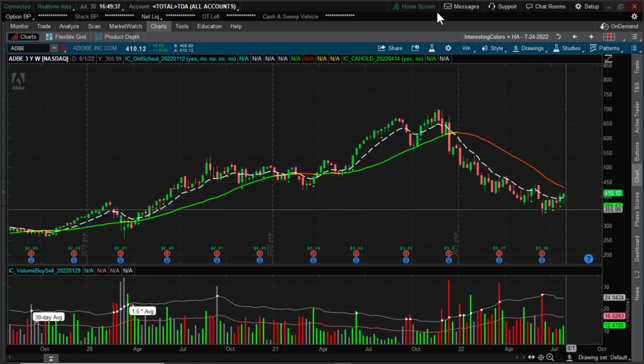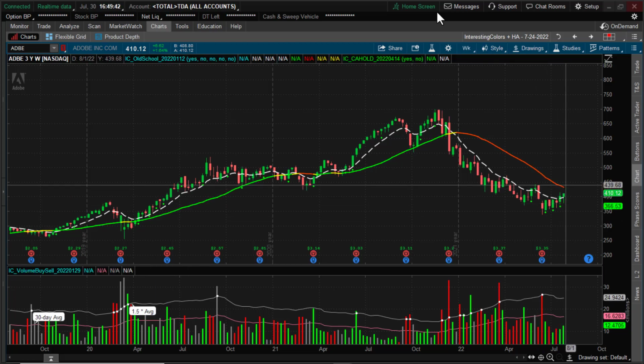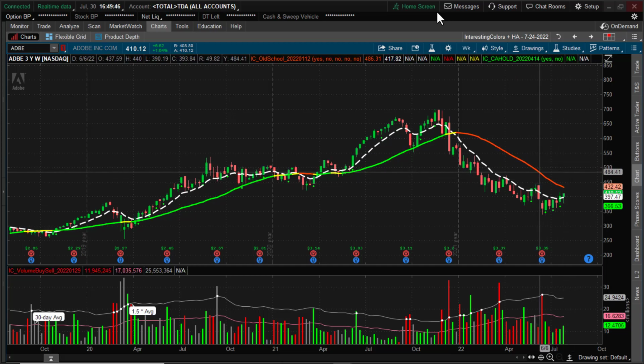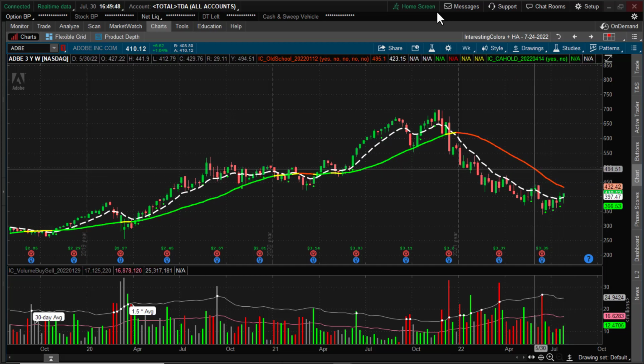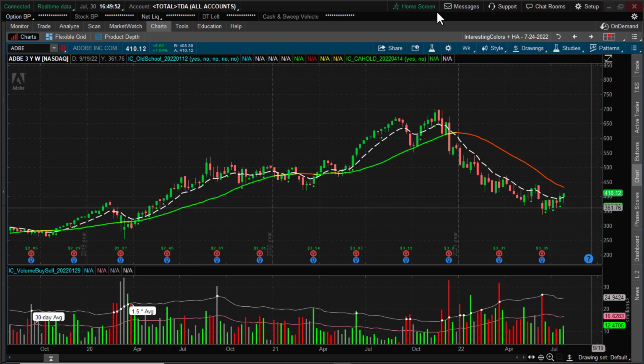They're trying to push to the upside, but in order to be anything positive, you've got to make it through this resistance line at the 30-week moving average.